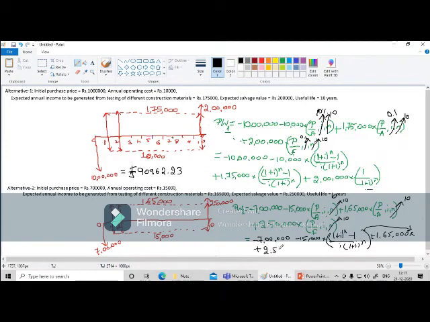Plus 2,50,000. You substitute the formula. How much is the answer you are getting? For P by F, it is 1 plus i raised to n. So how much value are you getting? How much is the present worth of alternative 2?